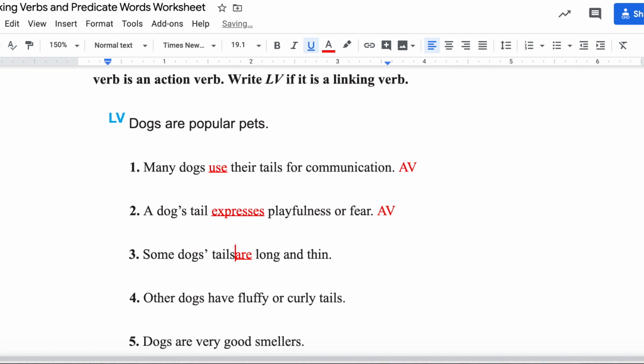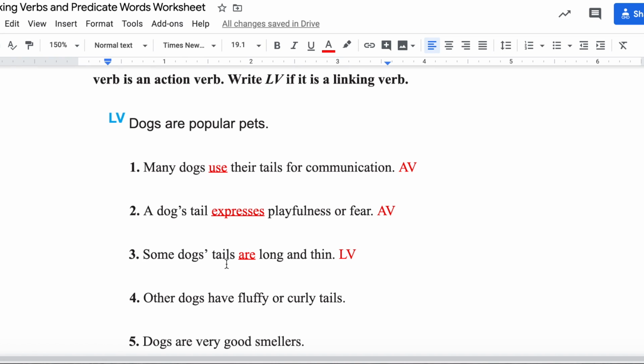This line went a little bit crazy for me. Tails are. Okay, so just like how we were looking at before, dogs are popular pets. Dogs' tails are long and thin. So this is what? This is a linking verb, okay? Because like how we've been mentioning before, you can't really act out are. You can kind of act out a long and thin tail, but you can't act out are. That's really kind of impossible. So it's saying what the tails are, not what they're doing. It's saying exactly what tails are.